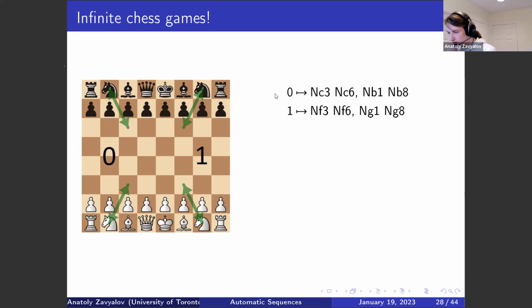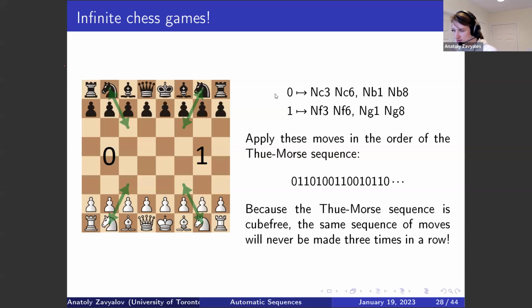And if we repeat these moves in the order of the Thue-Morse sequence, then because you're never going to have any chunk of the Thue-Morse sequence repeat 3 times in a row, no sequence of moves will repeat 3 times in a row. And if you just play following the Thue-Morse sequence, you're going to have an infinite game, which I was baffled by when I first learned this.